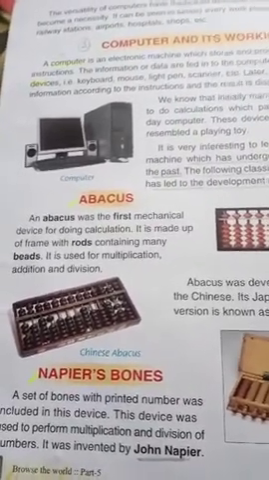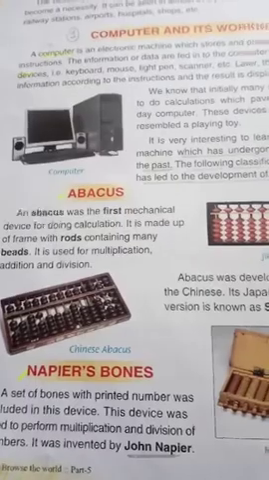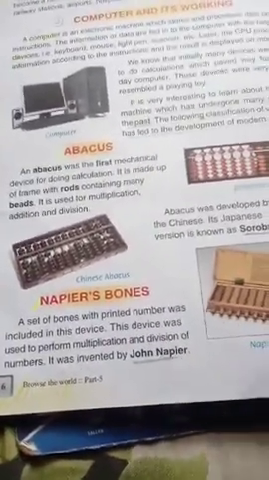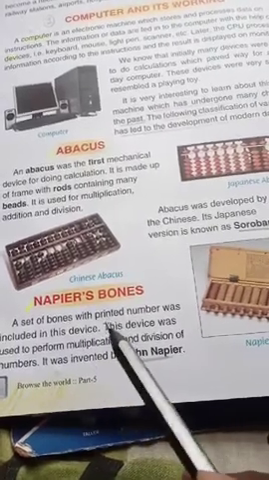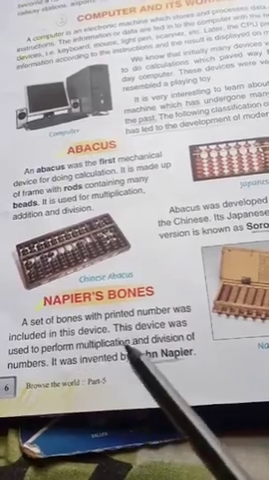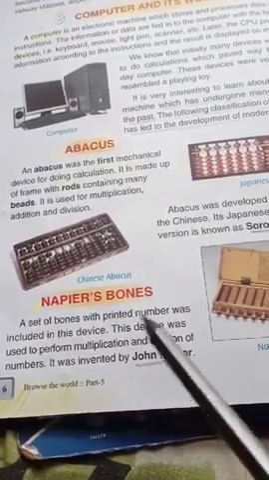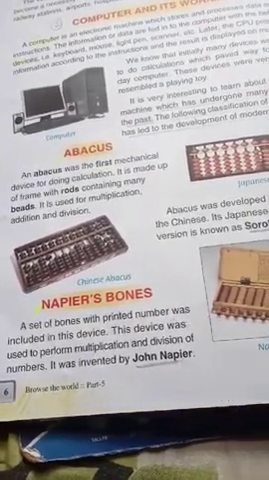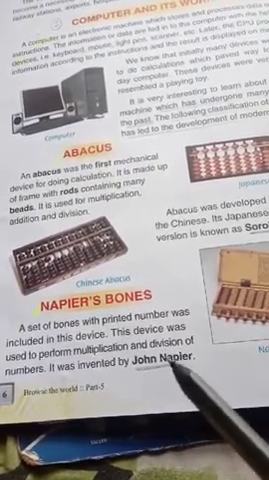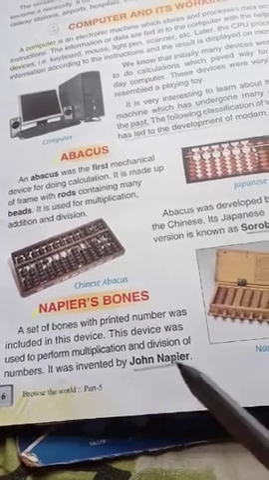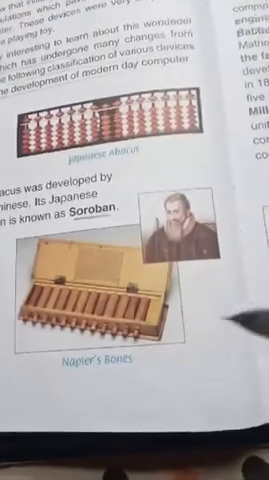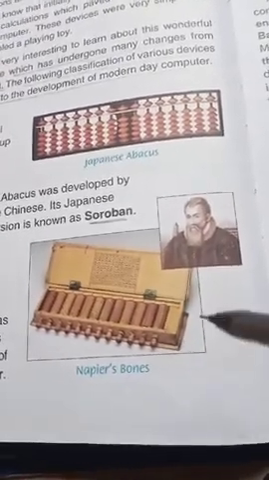Next one, Napier bones. In Napier bones, a set of bones with printed numbers was included in this device. So Napier bones was again a calculating device, and this device was used to perform multiplication and division of numbers, and it was invented by John Napier. And this is the picture of the Napier bones device.